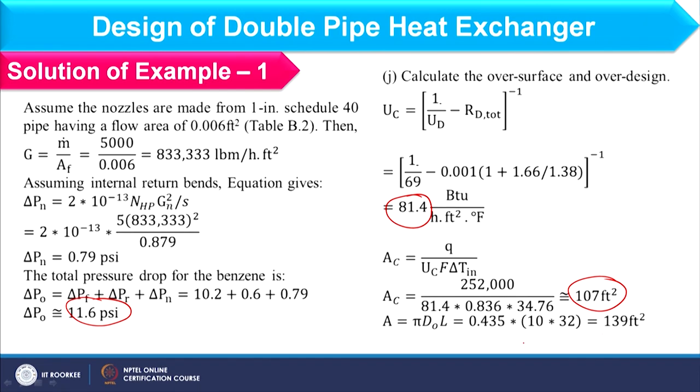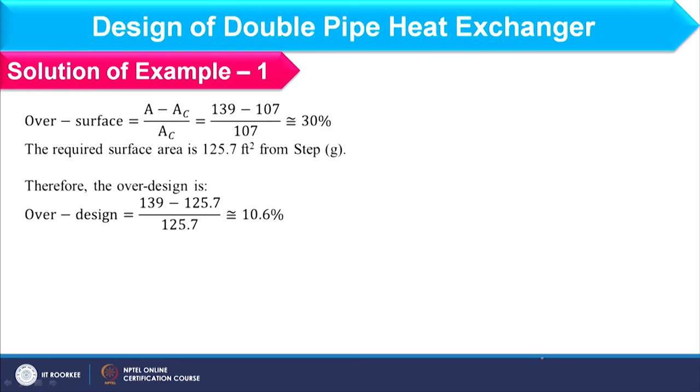square, right? And for 10 hairpins of 20 and for 10 hairpins of 32 length, you can find out the area as 139 feet square. Comparing these two will give the oversize as 10.6%. So this much is the oversize. We have considered all feasibility and we met all design requirements in the feasible limit. Okay, so that is all about example 1 and that is all about this lecture. So that's all for now. Thank you.